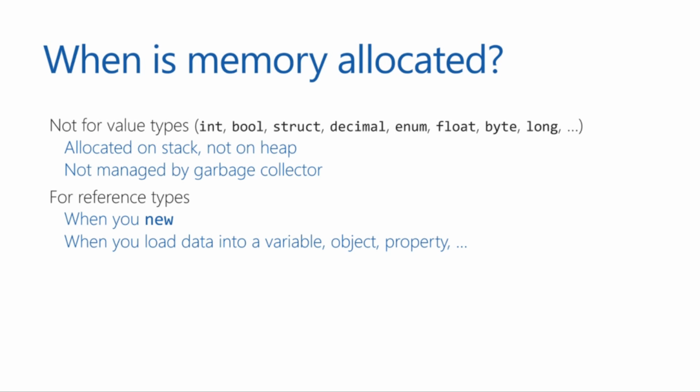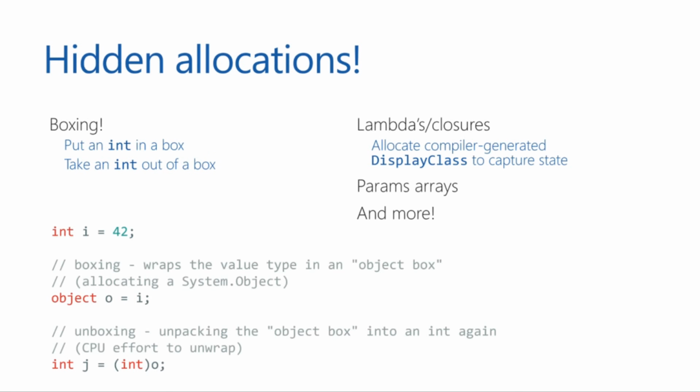What a lot of people don't know is that there's also invisible allocations happening in .NET. The perfect example is boxing. Anyone know what boxing is? All right. Typically, imagine you have an integer. Just look at the code. You have an integer and we assign 42 to it.